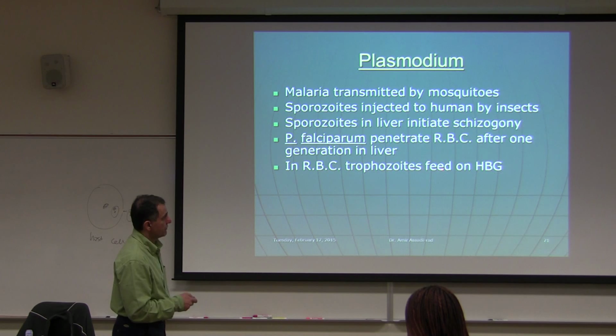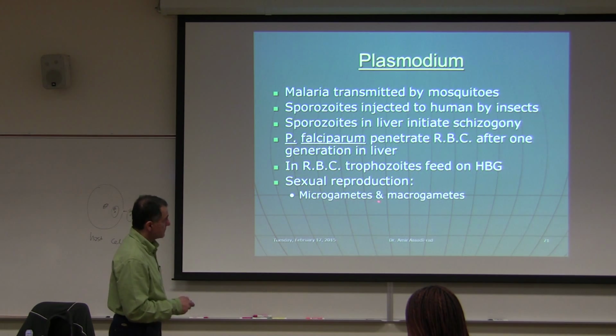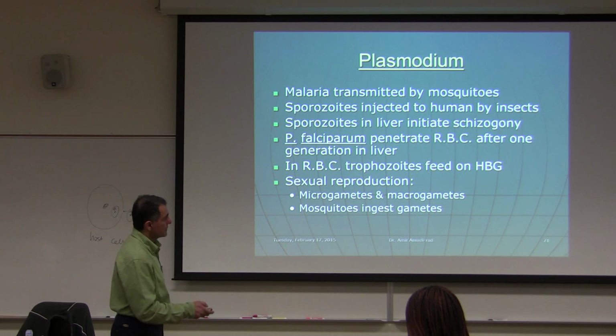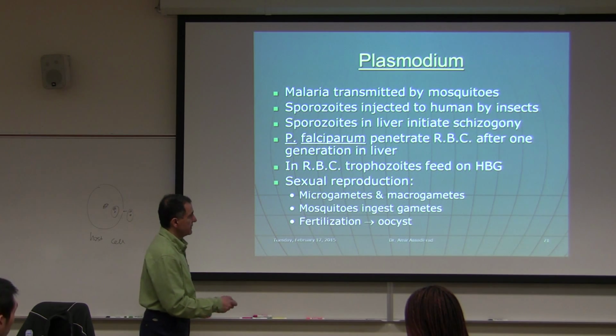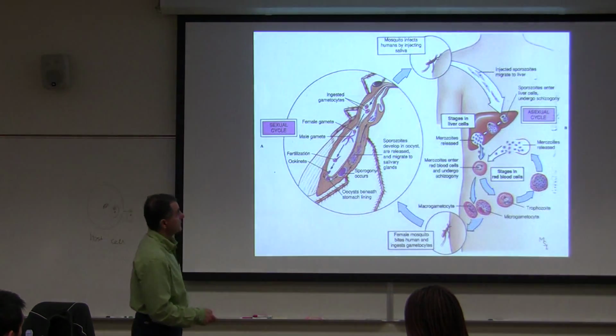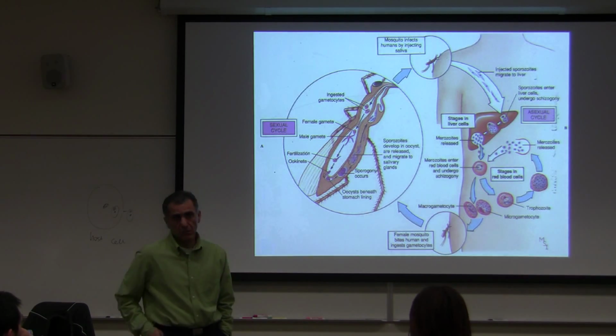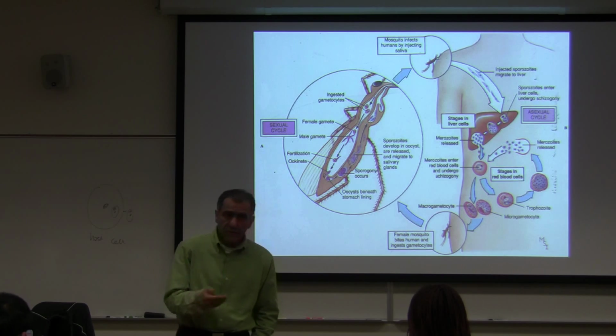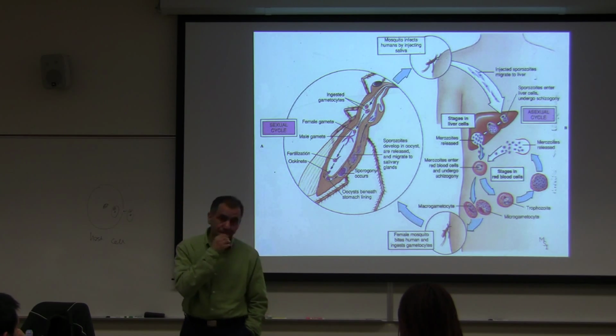In red blood cells, trophozoites feed on hemoglobin. Sexual reproduction, of course, happens. It makes microgametes and macrogametes, and the mosquito ingests the gametes, and fertilization gives oocysts. Here is the one that I want you to know. Are you ready for this one? Let's go.